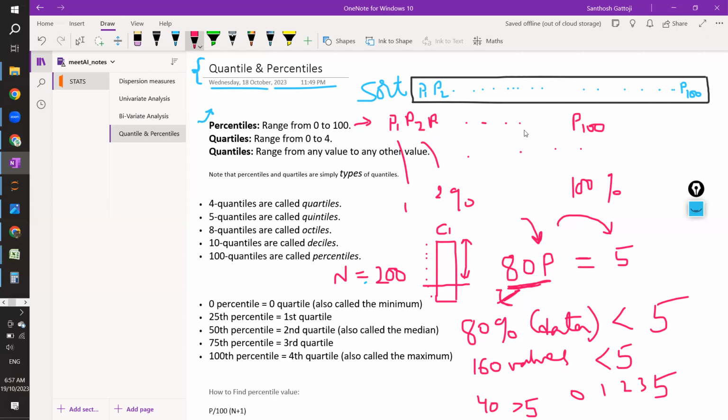1%, 2%, 3%. Getting? So somewhere if you have P55, that means this is speaking about 55% of the data. I don't know anything about that, but just 55% of the data. But if it says 55% is equal to some 30, then I will know that 55% of the data is less than 30. That's the concept.